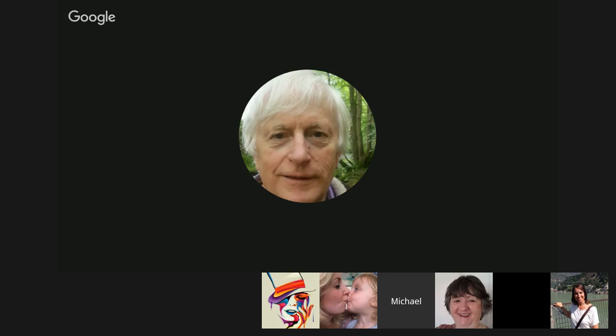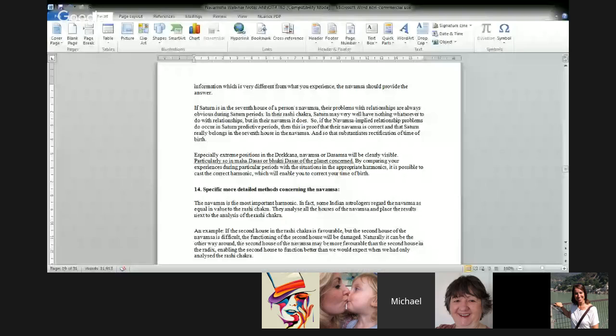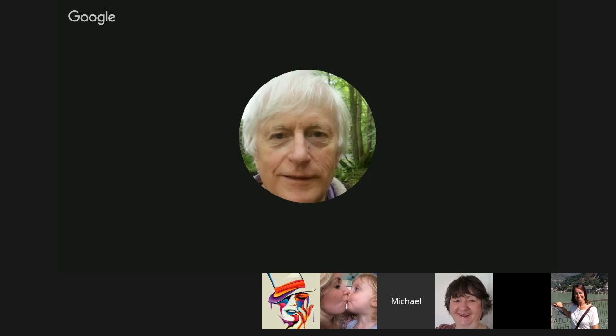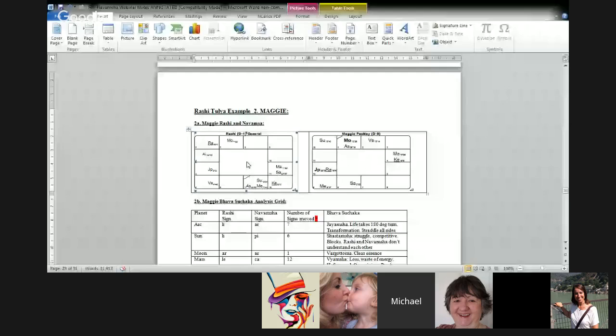Let's just look at Maggie's Navamsha and Rashi Tulya, if I can find that, because the documents get a bit large. Here we are. So here's Maggie's Navamsha, here is her Rashi, and so in the birth chart it's ascendant in Libra, so issues of balance, every house is balanced.